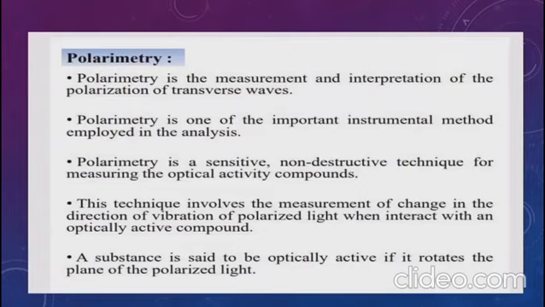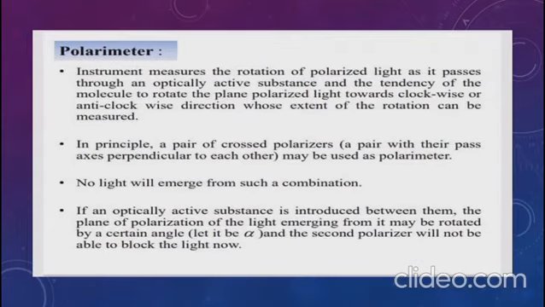Today we are going to study the Laurent half-shade polarimeter in optics and spectroscopy. First we need to know about the polarimeter. The polarimeter is a device used for measuring the optical rotation caused by optically active substances. The main diagram for this polarimeter is on the slide. Here we have a source whose light enters the lens. The lens used in this experiment is a convergent lens, that is, a convex lens. Then it enters the polarizer that produces the polarized light.